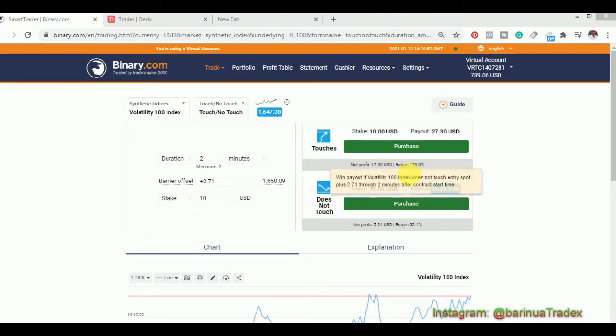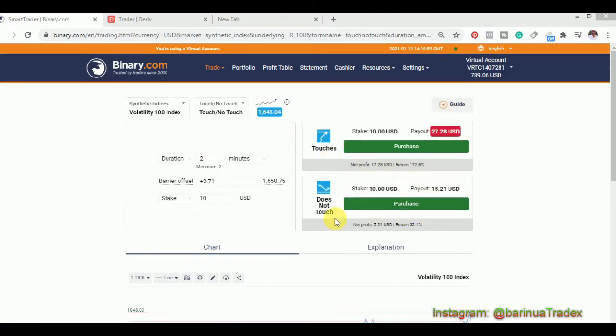Look at it. We have this thing here. So we have touches and no touch. Now touch and no touch is a kind of trade type. If you are operating with the touches, and in the process of trading the trade chart touches the barrier offset, then the trade is won. That's if you have chosen touches as a contract type. But if you have chosen no touch as a contract type and you trade and it touches the barrier, then that trade is lost.